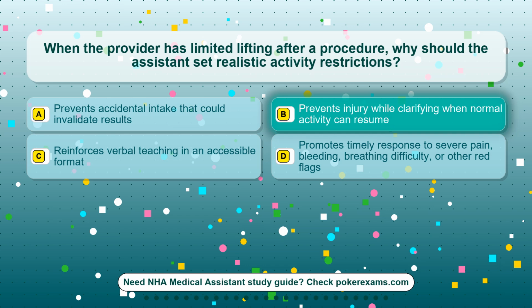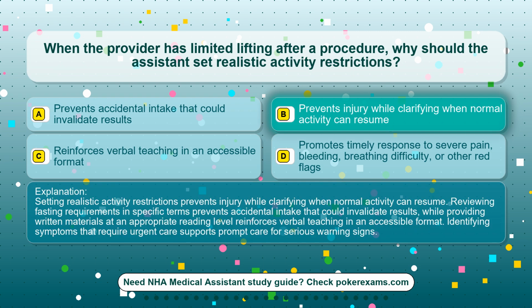The correct answer is option B. Prevents injury while clarifying when normal activity can resume. Setting realistic activity restrictions prevents injury while clarifying when normal activity can resume. Reviewing fasting requirements in specific terms prevents accidental intake that could invalidate results, while providing written materials at an appropriate reading level reinforces verbal teaching in an accessible format. Identifying symptoms that require urgent care supports prompt care for serious warning signs.